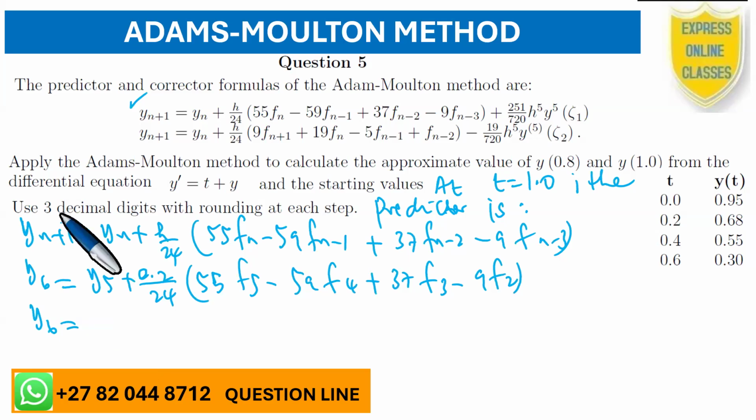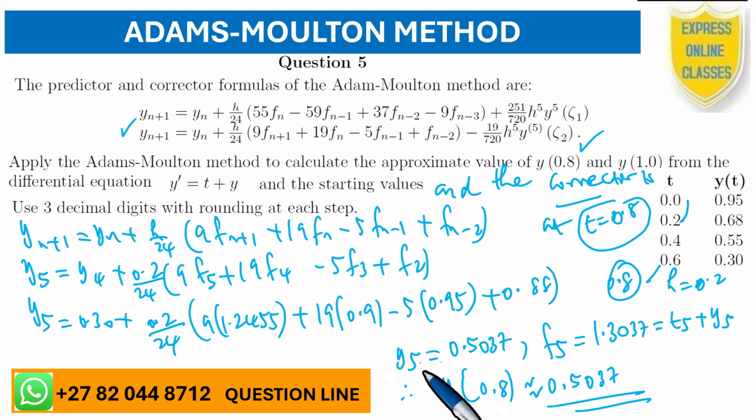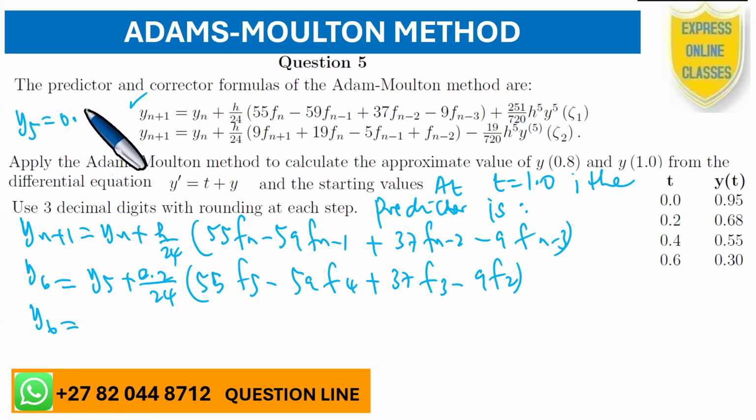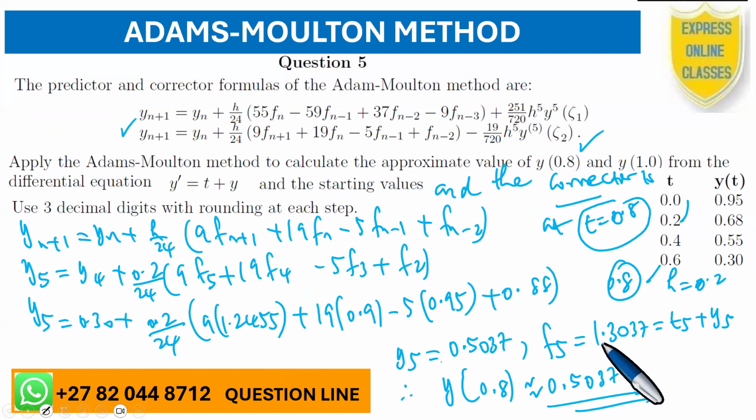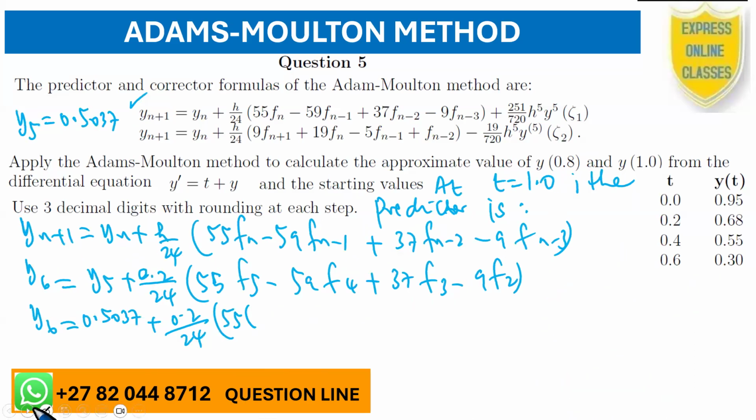So you'd have exactly the following. The y5 from the corrector is 0.5037. So y6 equals 0.5037 plus 0.2 divided by 24, times 55 times the F5. We got that before, and the F5 that corresponded with the corrector was exactly 1.3037. Then 1.3037 minus 59 times F4, which becomes 0.9.